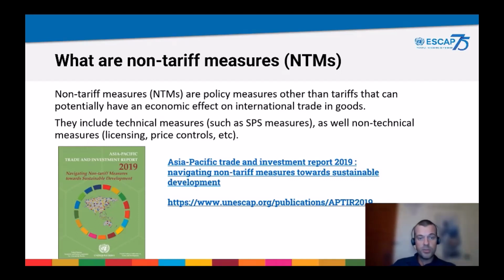together in UNCTAD in 2019 that not only explains in detail the nuances of non-tariff measures, as well as why many of them are actually important for sustainable development, such as food safety, technical requirements for car safety, and so forth.